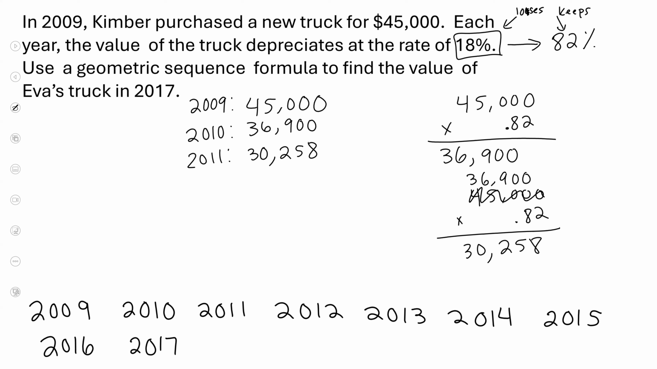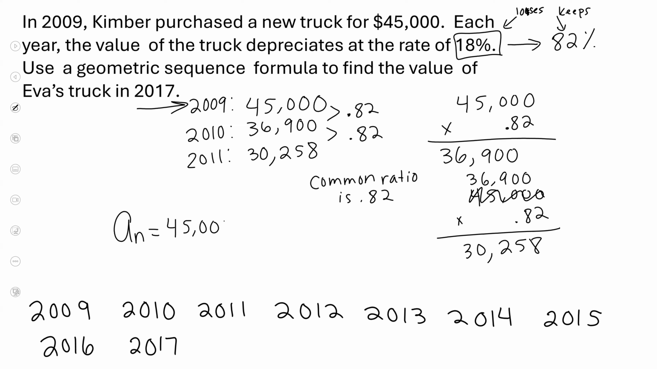So notice, guys, every time we multiplied by 0.82. That means your common ratio is 0.82. And this was your first term right here. So let's go ahead and use a geometric sequence formula. AN equals the initial value, so 45,000, that's your first term, times the common ratio, which is 0.82, n minus 1. Now, the question says, what's the value of the truck in 2017?